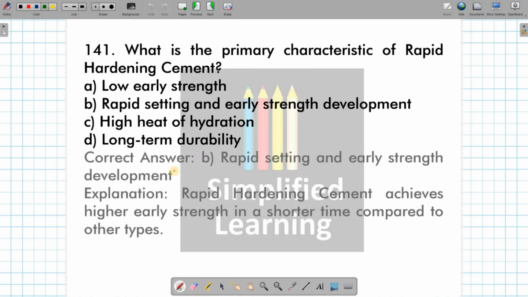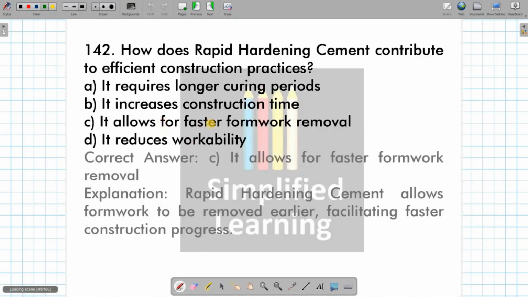Then what is the primary characteristic of rapid hardening cement? Okay, the name itself is suggesting something. Rapid hardening cement means it is going to set rapidly, easily, and high early strength development. Answer is B.